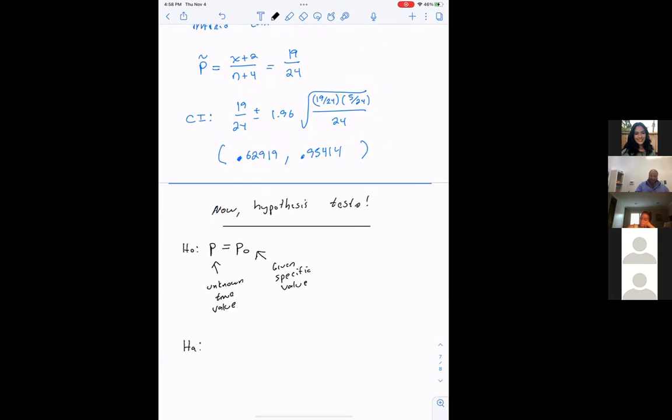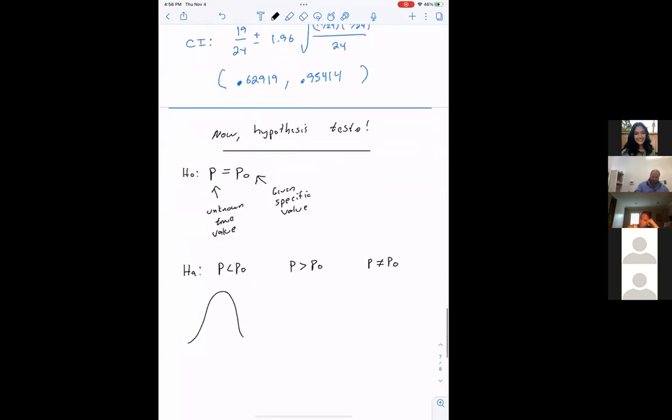And what are the three possible alternative hypotheses? Greater than, less than, or just not equal to. Excellent. Greater than that value, less than that value, not equal to that value. And the pictures for the three cases: if we want to show that it's less than, we want a very small number. If we want to show that it's greater than, we want a very big number. And if we want to show that it's not equal to, I'm happy with a number on either side.